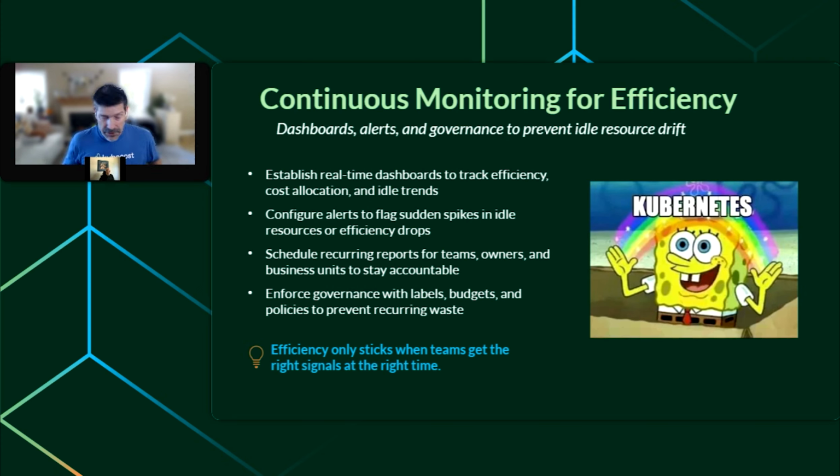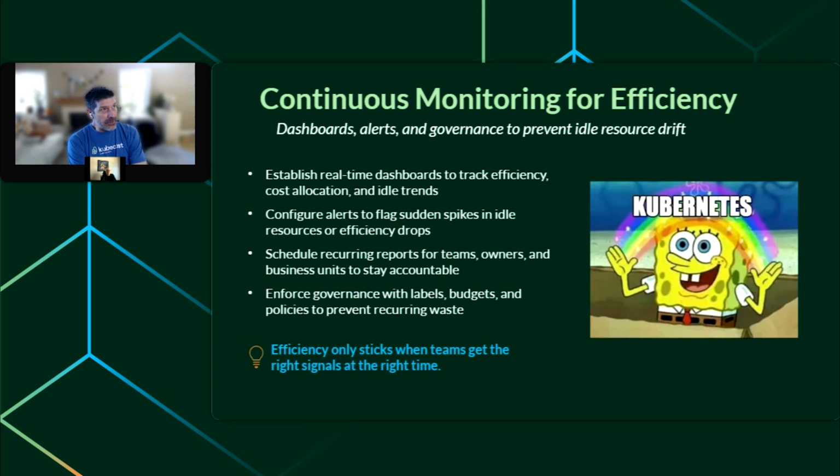Setting up things like alerts, which Kubecost can absolutely help with, is going to help you surface spikes in idle costs. It's going to bring your attention to big drops in efficiency before they snowball and turn into something that your boss's boss's boss finds out about, and then would like to have conversations and ask questions about.